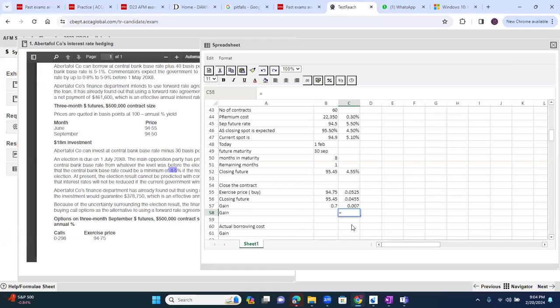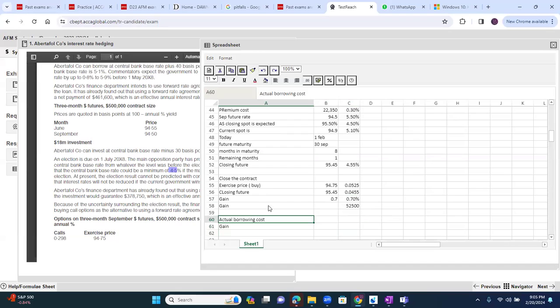Now this is how much? This is 70 ticks. 70 ticks into tick value 12.5 into number of contracts, that is 60. 52,500. 52,500.